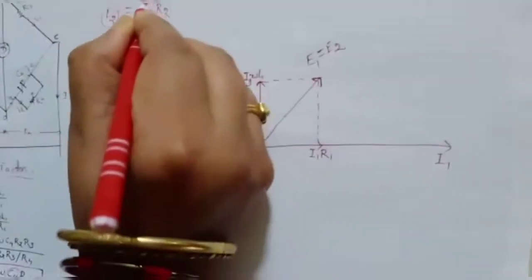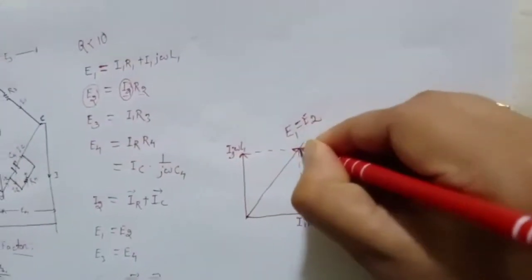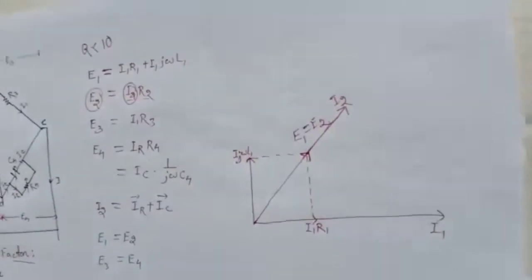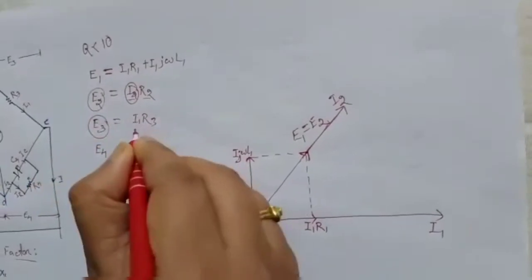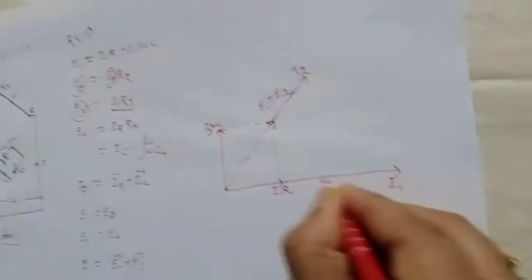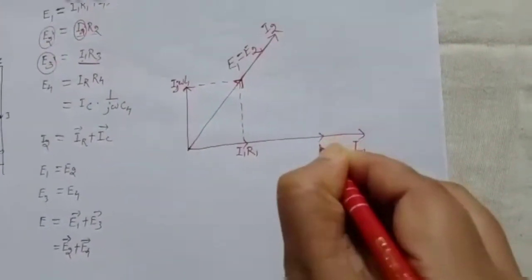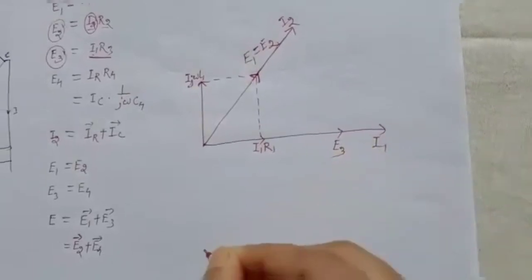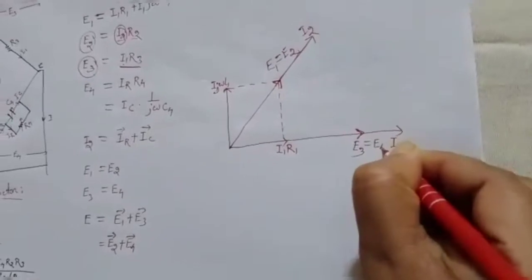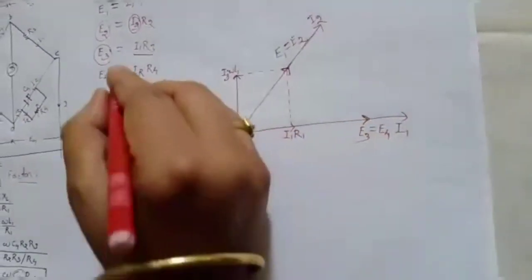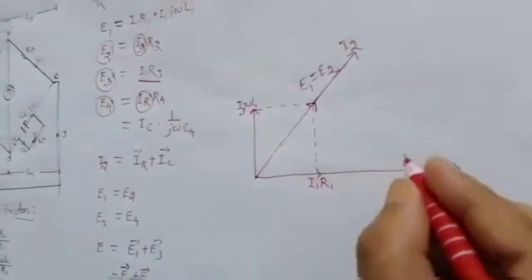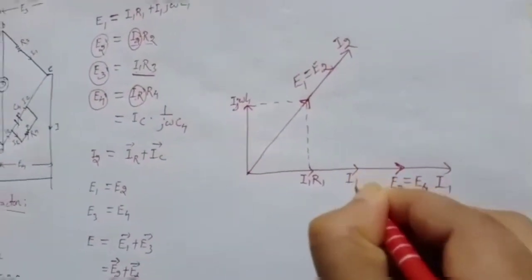So E2 and I2 must be in the same phase, so I2 may be here, in the same phase with E2. Then the value of E3 is equal to I1 into R3. So E3 and I1 must be in phase. So if this is I1, E3 may be here in phase with I1. Then E3 is equal to E4, so the same phasor is equal to E4. Then E4 is equal to IR into R4. So E4 and IR are both in the same phase, so I can draw IR here.